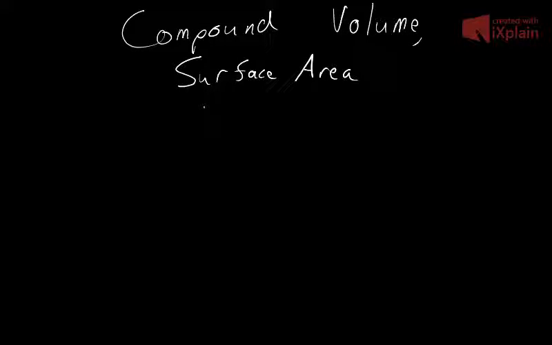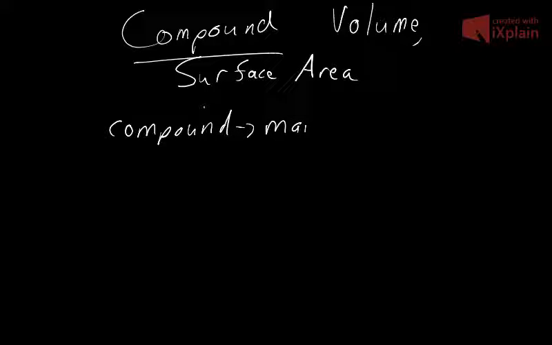Howdy, 7th grade. Today we are going to be looking at volume and surface area a little bit more, but this time we're looking at what's called compound volume and surface area, which means we're going to be looking at multiple shapes kind of stacked together. So compound means we have many things, and in this case we have many shapes.